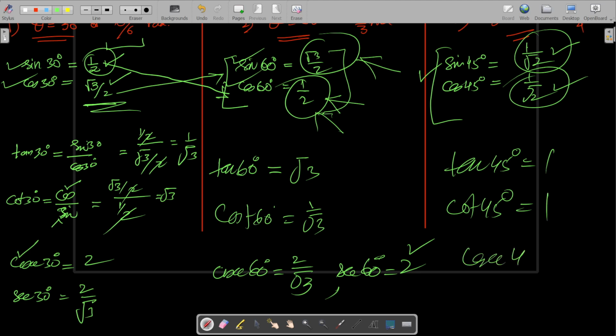And the value of cosec 45 degrees is going to be the inverse of sine. Sine has the value 1 over square root 2, so cosec 45 is square root 2. Similarly, sec 45 degrees is going to be square root 2 as well.